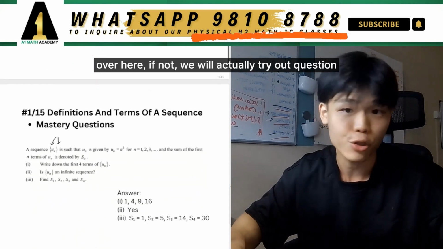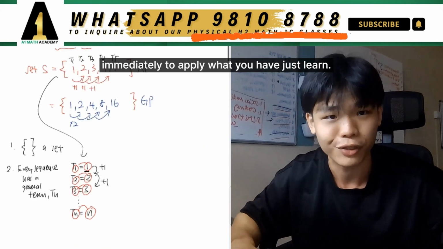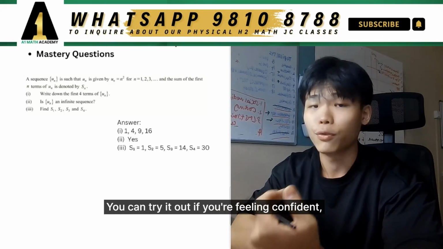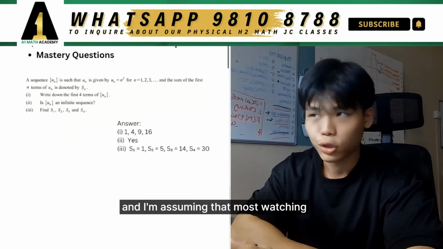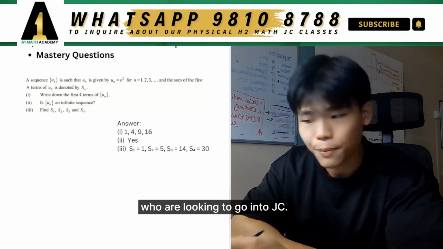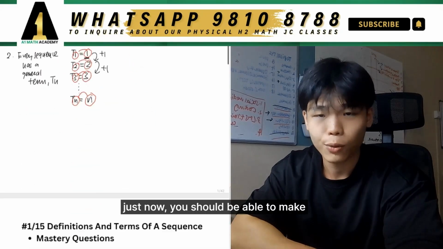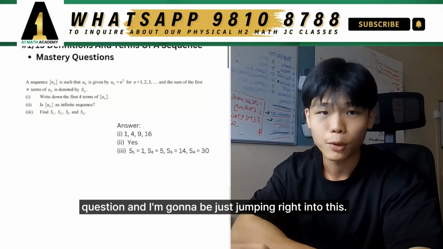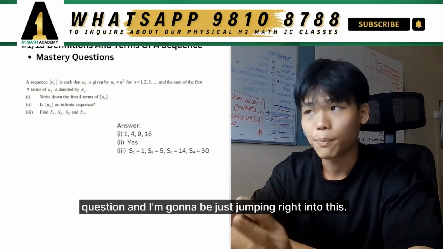If not, we will actually try out a question immediately to apply what you have just learned. So right now we're going to practice a very simple question. You can try it out if you're feeling confident, and I'm assuming that most watching this are first time JC students, or maybe secondary 4 students who are looking to go into JC. Based on whatever you have gone through just now, you should be able to make some sense out of this question. So feel free to pause this video right now to type the question, and I'm going to be just jumping right into this.